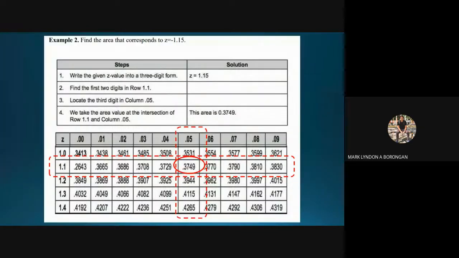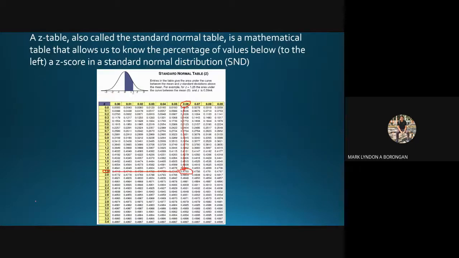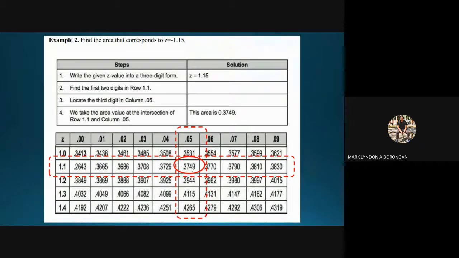Okay? Next, another example, guys. Find the area that corresponds to z equal to 1.15. So we look it up in the z table. Our z score is 1.15, so 1.1 up to 1.5, that is 1.15. So that is 0.3749, the area under the normal distribution.